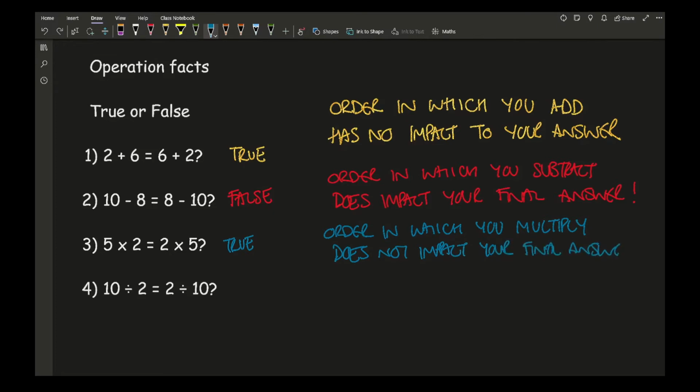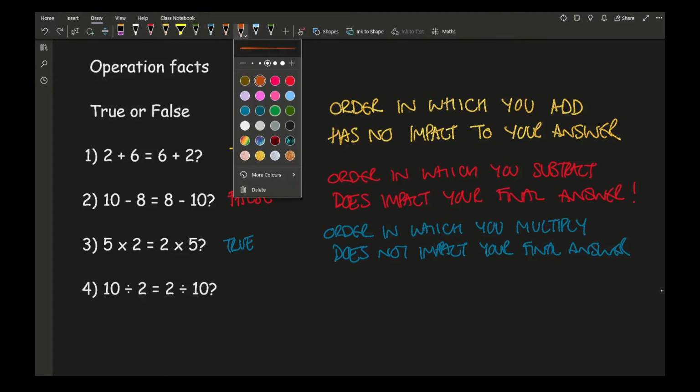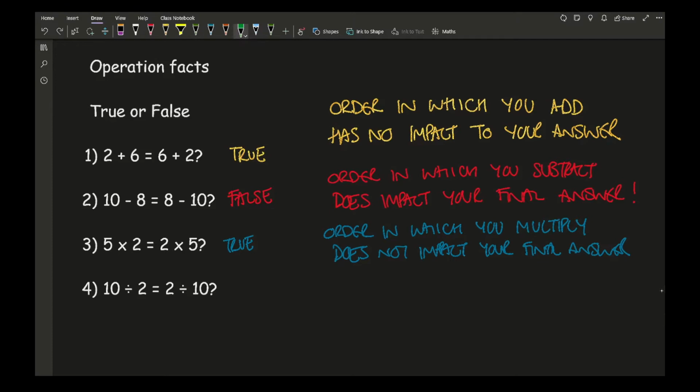And then finally, when it comes to dividing, so again, let's just get a different color here. Let's go green. So here, is 10 divided by 2 the same as 2 divided by 10? And the answer there is false. So again, the order in which we divide does impact your final answer. So it is really, really important that whenever you are subtracting or dividing, that you do take particular note of the order in which the numbers are.